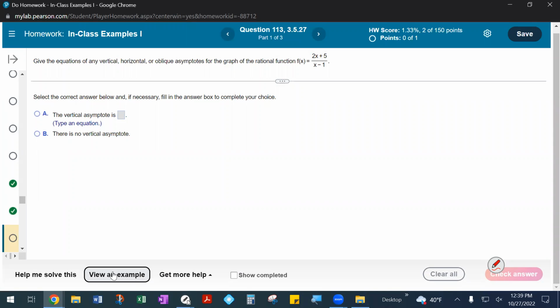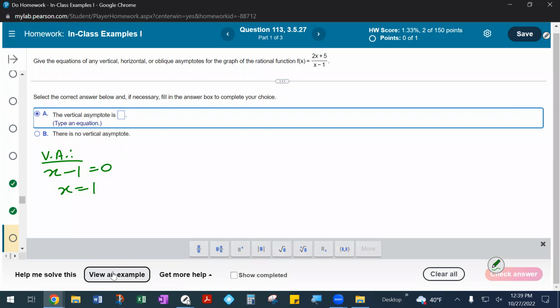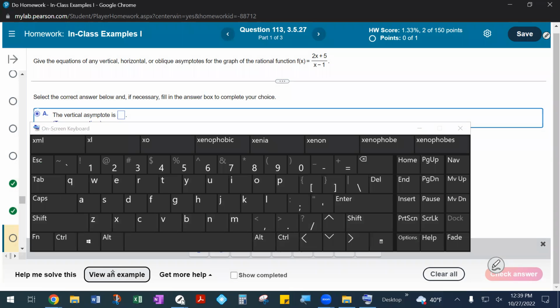All right, what's our vertical asymptote for this guy? As an equation? All righty, so you are given x minus 1 on your denominator. So when you set it equal to 0, you'll get x equals 1. So just make sure you're always writing this as an equation here, guys. So x equals 1.